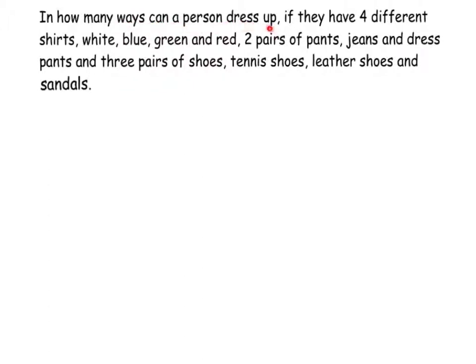In how many ways can a person dress up if they have 4 different shirts, white, blue, green, and red, 2 pairs of pants, jeans and dress pants, and 3 pairs of shoes, tennis shoes, leather shoes, and sandals? I'm going to first make a tree diagram to show you how the fundamental counting principle works. We have a white shirt, a blue shirt, a green shirt, and a red shirt. We can wear each one of them with 2 pairs of pants, jeans or dress pants.